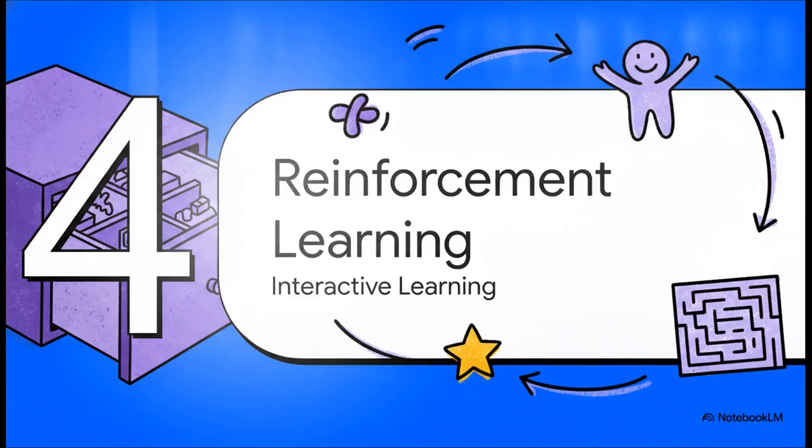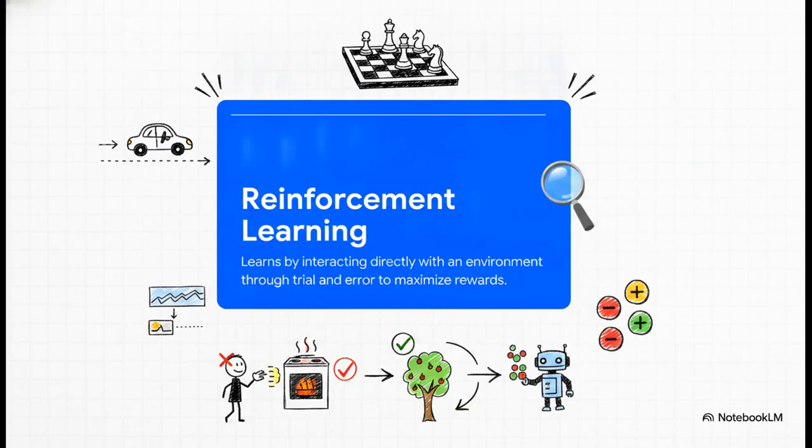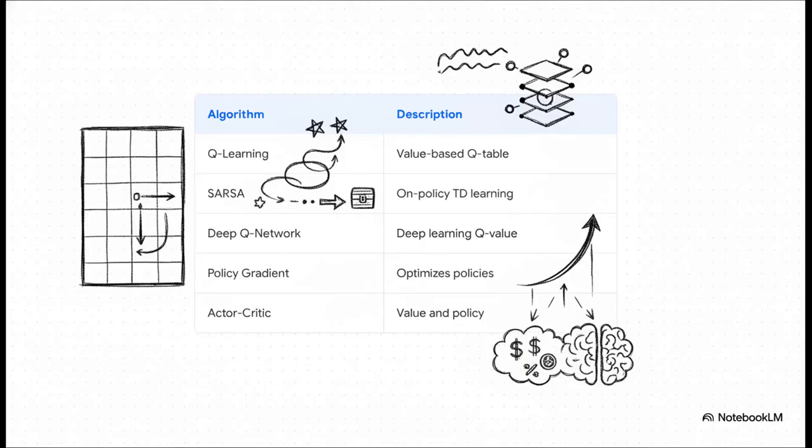Okay, Section 4, Reinforcement Learning Basics. Interactive learning. So if supervised learning is a teacher with flashcards, reinforcement learning is more like trial and error out in the real world. By definition, this algorithm learns by interacting directly with an environment. It takes actions, receives feedback in the form of rewards or penalties, and then adjusts its strategy to maximize that total reward. This is exactly how AI learns to play chess at a grandmaster level, or how self-driving cars learn to navigate crazy traffic.